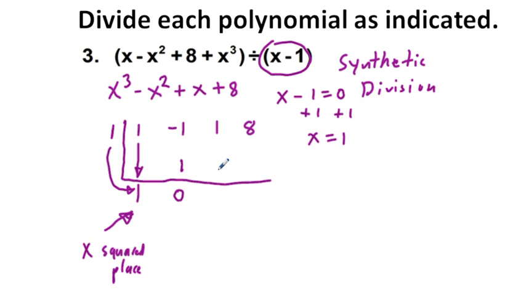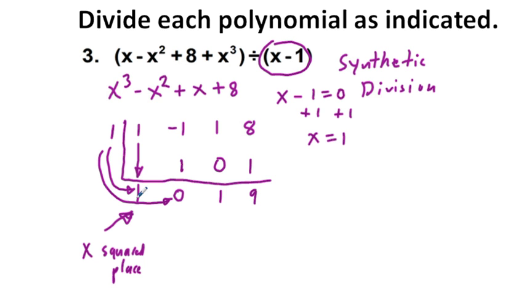1 times 0 is, okay, that's the next thing. We'll take this here. 1 times 0 is 0. 1 plus 0 is 1. So, and then we take 1 times 1 is 1. And we add 8 and 1 together, we get 9.